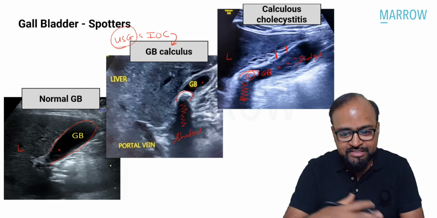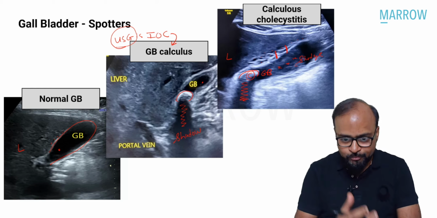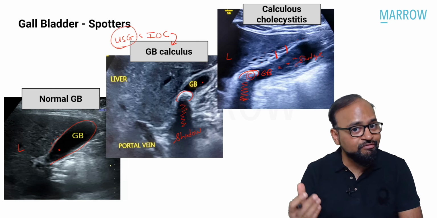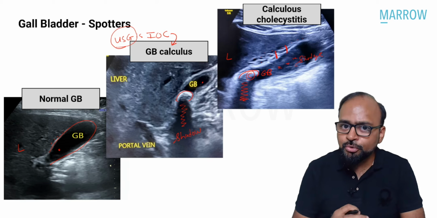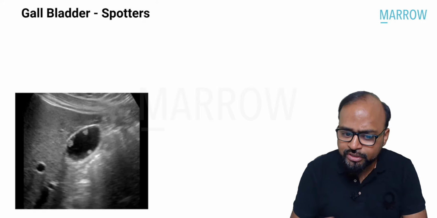So this is a very excellent series of comparative images. We have done a comparative assessment here, progressing from normal to a non-obstructed calculus to an obstructed calculus with an inflamed gallbladder. Now let us look at a few more gallbladder related lesions. Look at this now. Look at the gallbladder.